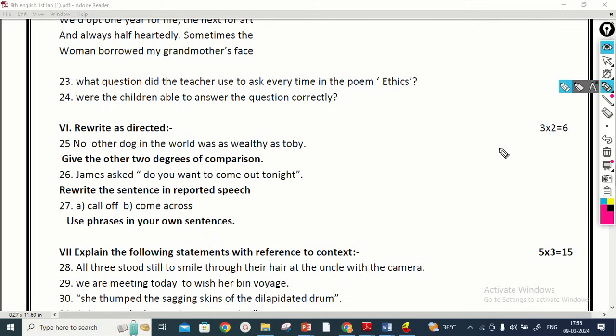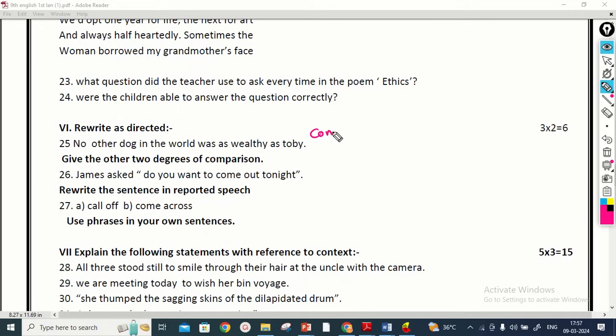Here we are given: No other dog in the world is as wealthy as Tobe. Give the other two degrees of comparison. Here they asked for the other two degrees of comparison. So we have to write the degrees of comparison. Here the sentence was given in the positive degree.